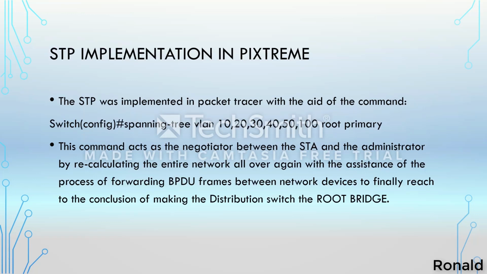So, STP implementation in PIXTREME. As I said earlier, it was not that difficult to implement STP because all the switches these days are pre-configured with all these facilities to help in STP implementation. In our departmental store, we needed only 5 VLANs together with a management VLAN called VLAN 100. The VLANs that we used, as spoken earlier by my colleagues, were VLAN 10, VLAN 20, 30, 40, 50, and finally 100. Here we use the distribution switch as our main root bridge.